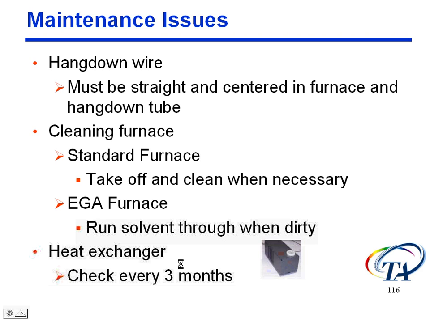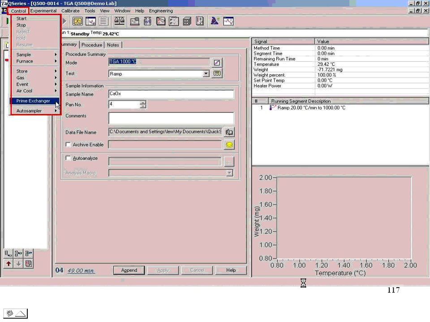The heat exchanger, typically I empty that every 1 to 3 months so that algae doesn't form, but at least check it every couple of months and make sure that there's no algae forming. Now after you empty out that heat exchanger and you want to get started again, you need to prime out any air. So if you go to Control and Prime Exchanger, that'll run that heat exchanger, cycling it until it primes out all the air.